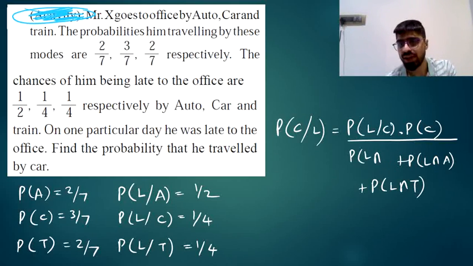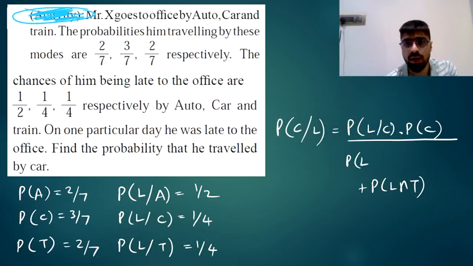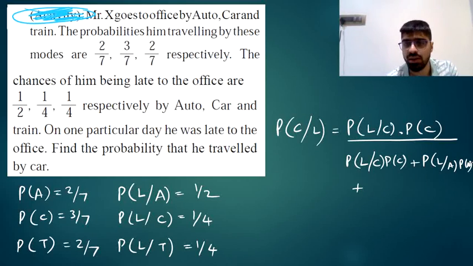Okay, P of L given C written as P of L intersection C, written as P of L given C into P of C, plus P of A intersection C, written as P of L intersection A, written as P of L given A into P of A. And then we have P of L given T, written as P of L intersection T, written as P of L given T into P of T.